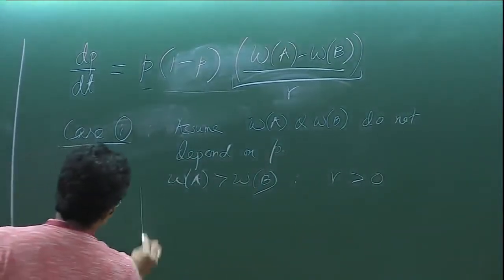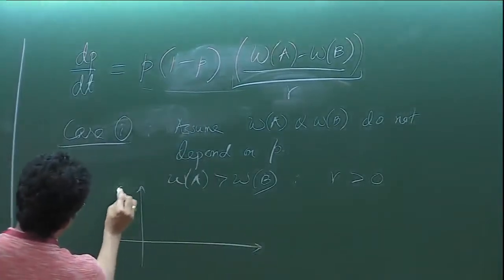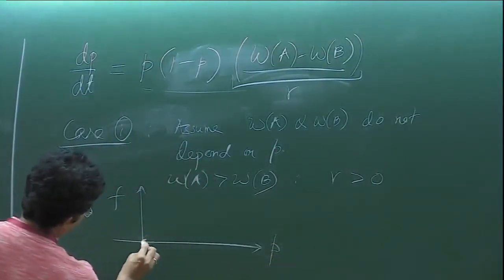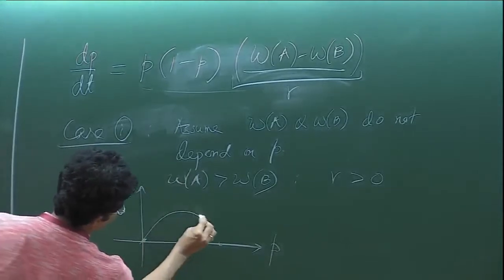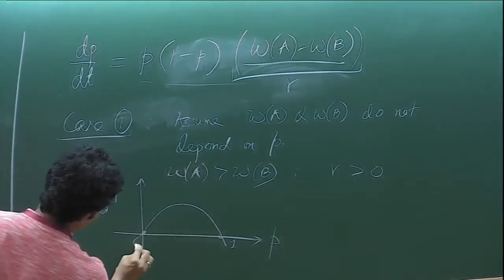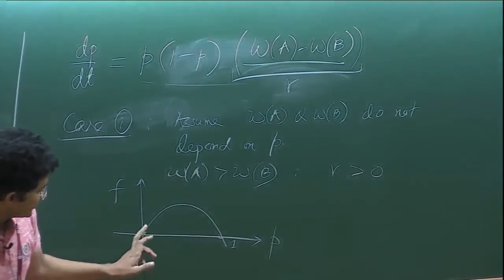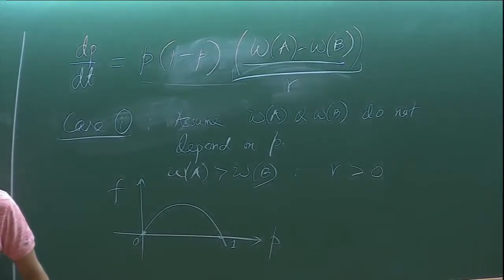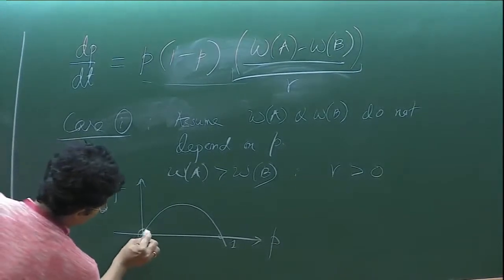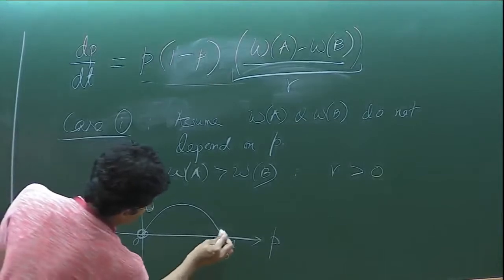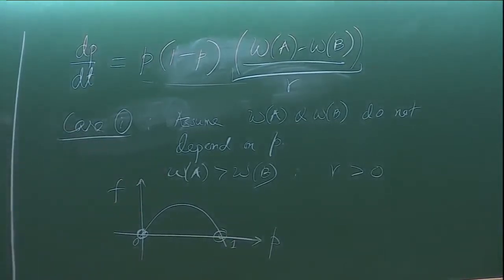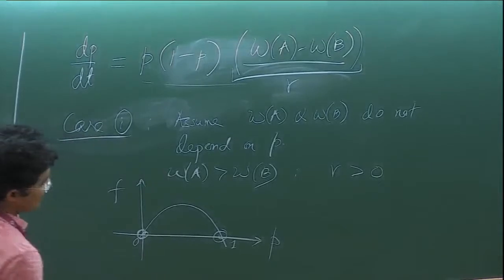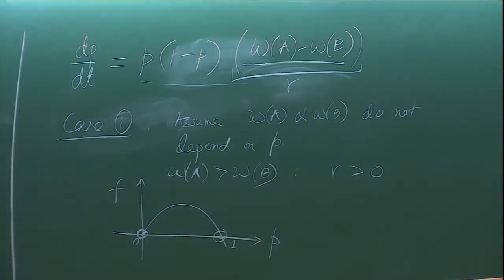Is that fine? So now, if you plot f as a function of P, what do we get? We have P into 1 minus P. This crosses at 1 and 0. Because R is positive, we have a parabola that bends down. And what are the equilibrium values? 0 and 1. 0 corresponding to all B's, 1 corresponding to everybody being in A. And then, which is a stable equilibrium? 0 or 1?